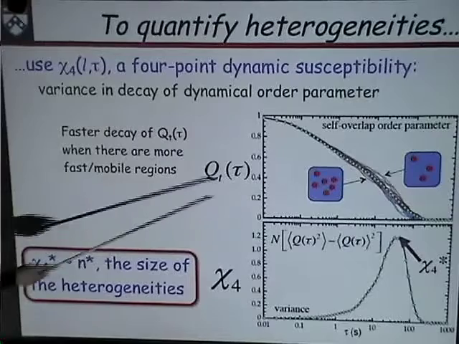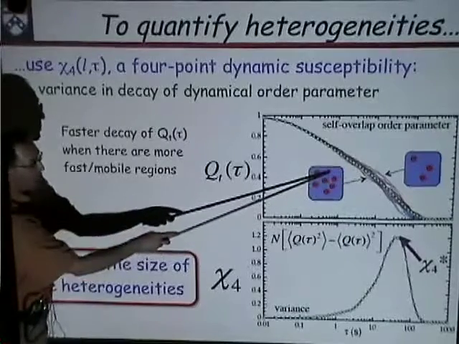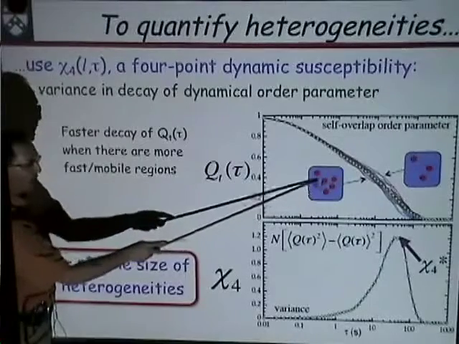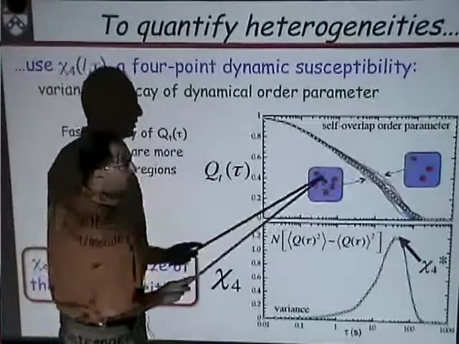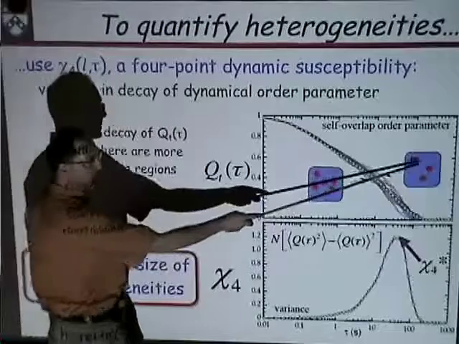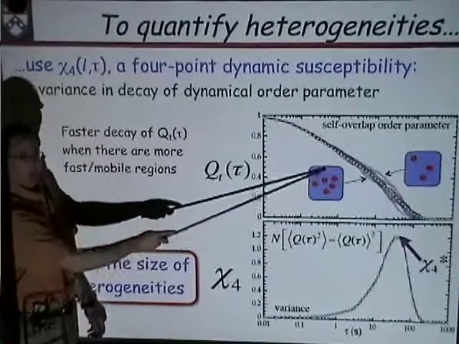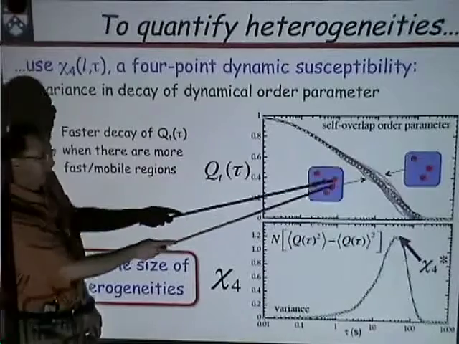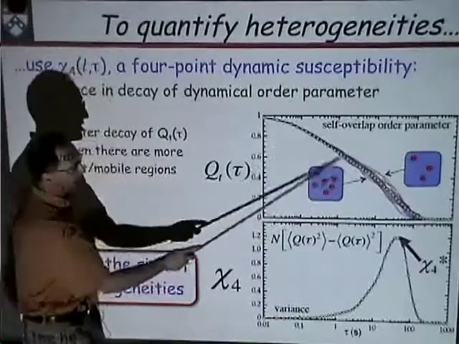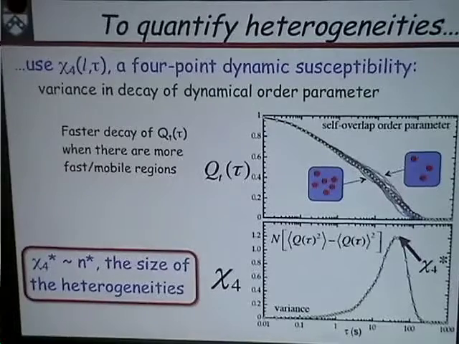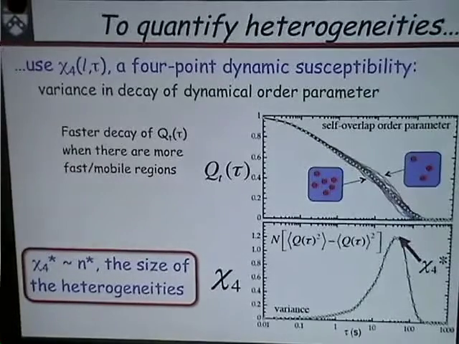So for example, here's the system. Maybe blue represents the slow regions and red represents the fast regions. We have more fast regions at this instant in time than we do at this instant in time. So the order parameter will decay faster at this instant of time than it does here. So you have a natural variance in the decay depending on how many fast regions you just happen to have at that instant.